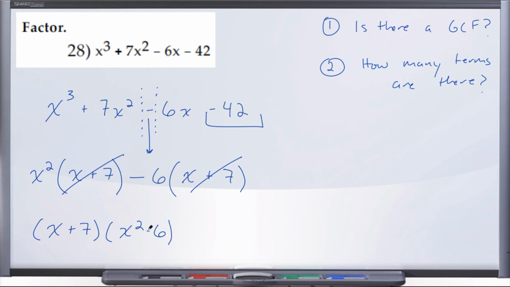And we can't factor x squared minus 6. That is not a difference of perfect squares. And so for number 28, here's our final answer: x plus 7, x squared minus 6, and it doesn't matter what order your parentheses come in.